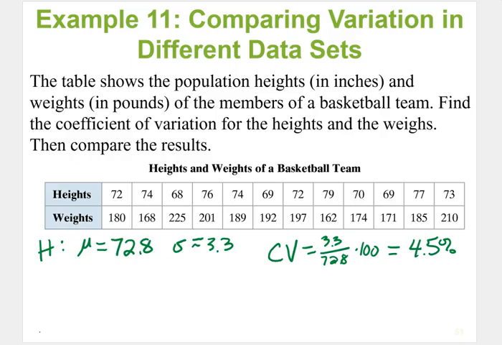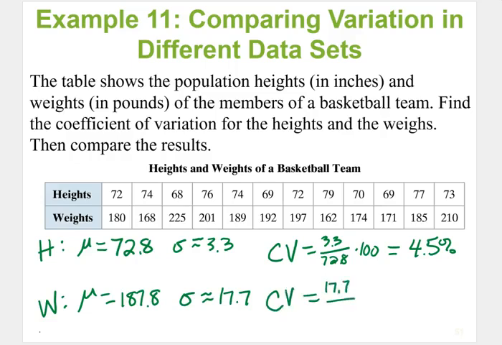You want a lot of tall players. So that makes perfect sense. Now let's look at their weights. Same thing, I'd have to find the mean for their weights, and that turns out to be 187.8, and the standard deviation of their weights turns out to be about 17.7 pounds. So if you want to find the CV for their weights, that would be 17.7 divided by 187.8, multiply it by 100 to get that percentage, and that gives you about 9.4.